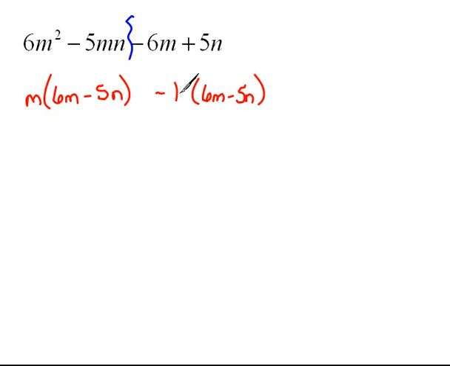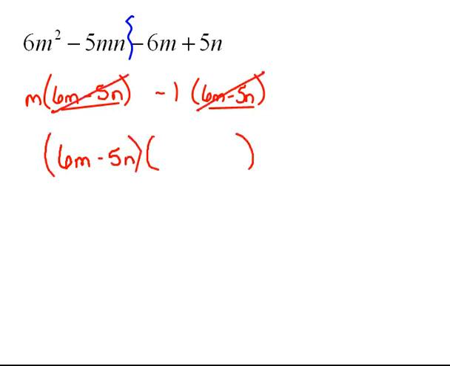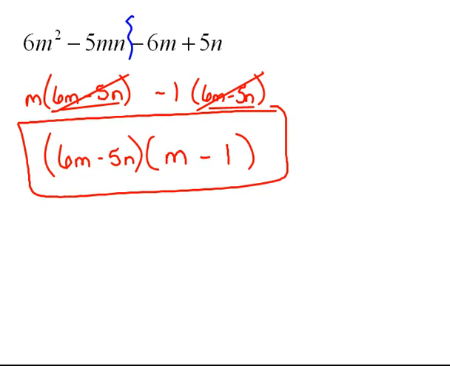Let's check it and make sure that we could do the distribution, get right back to where we started. Negative 1 times 6m is negative 6m, and negative 1 times negative 5n is a positive 5n. That looks very good. Now we have that common factor that we can factor out. So 6m minus 5n, if I were to factor this out, we're left with m and negative 1. So m minus 1. This is the factorization, and that is factor by grouping.